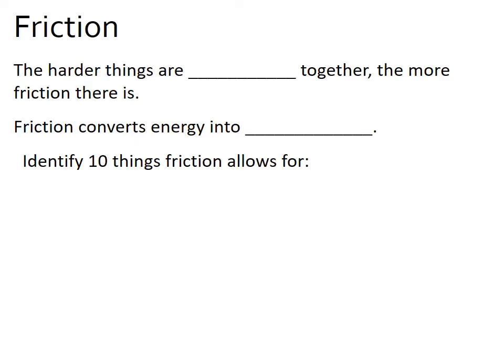So in the video, we saw that the harder things are rubbing together, the more friction there is, and that friction converts energy into heat. There were also several examples of why friction is important. So we will try to identify 10 things friction allows for in class. Here are some examples, though, if we are not in class.